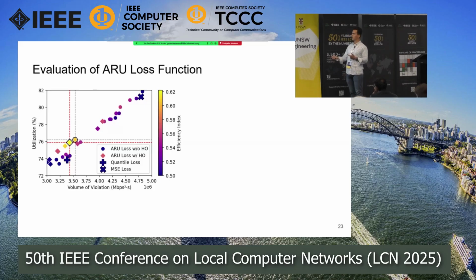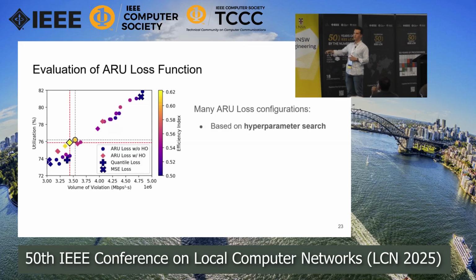When we look at our loss without handover information, these are the circular points. We have many configurations, as I mentioned before. This is based on hyperparameter search. So all these linear penalties were all configurable. And then we found out which configurations were the best based on our hyperparameter search.